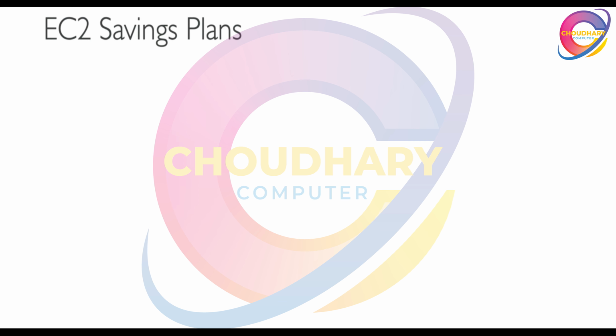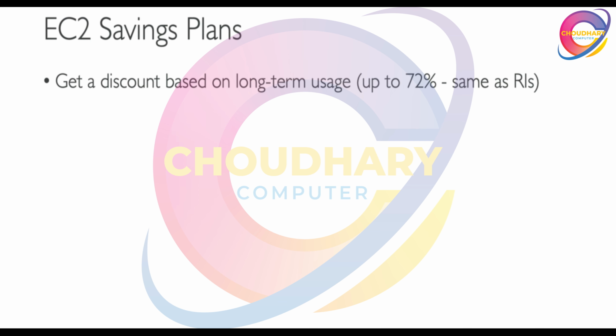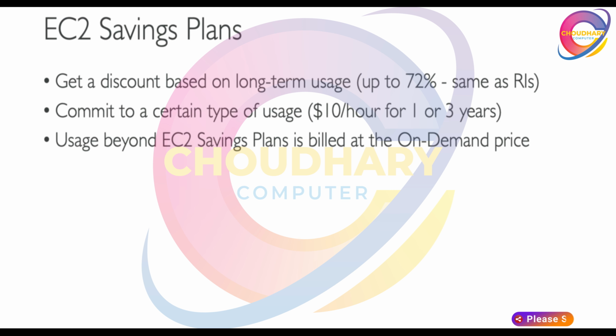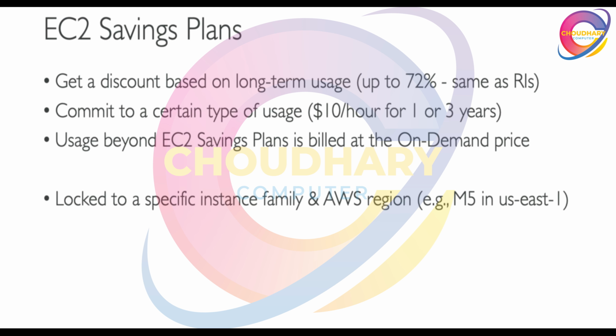And now you have the EC2 savings plans, which is to allow you to get a discount based on long-term usage, which is the same 70% as reserved instances. But instead, you're going to say, I want to spend $10 per hour for the next 1 to 3 years. And any usage beyond the savings plan is going to be billed at the on-demand price.